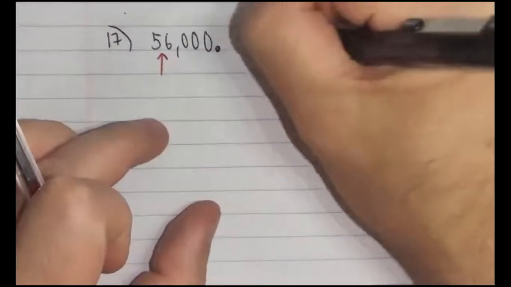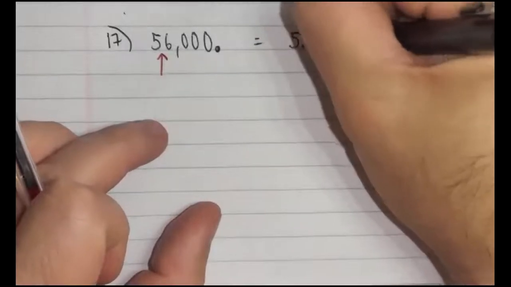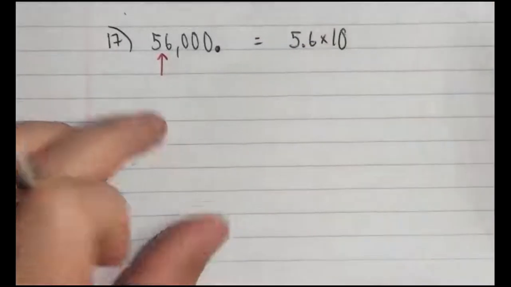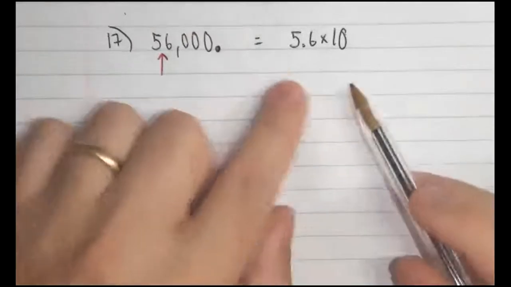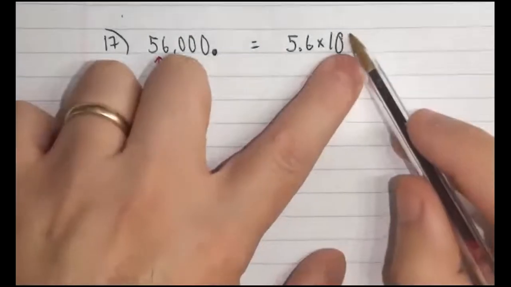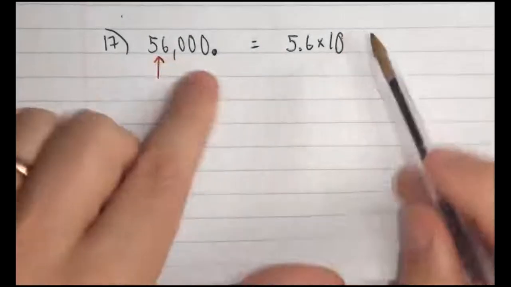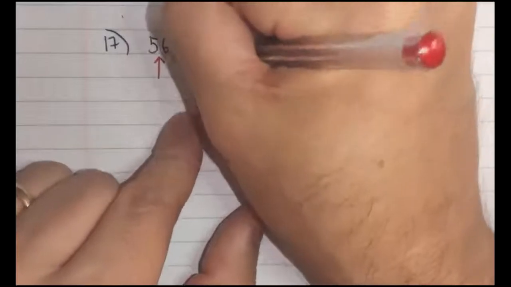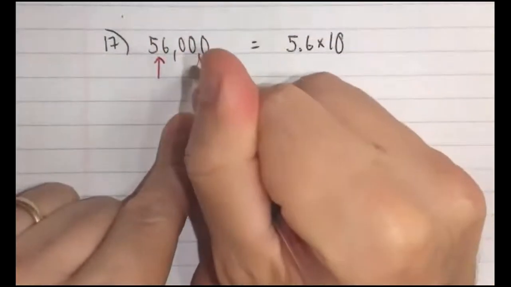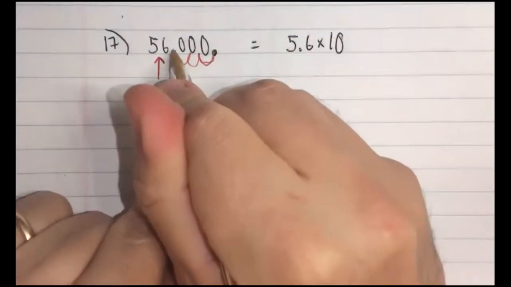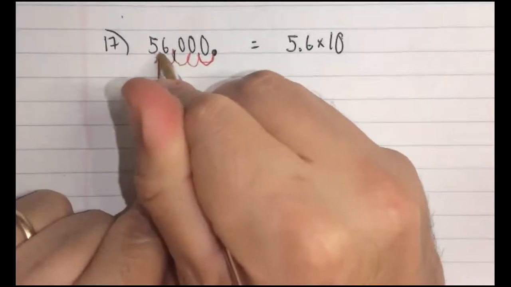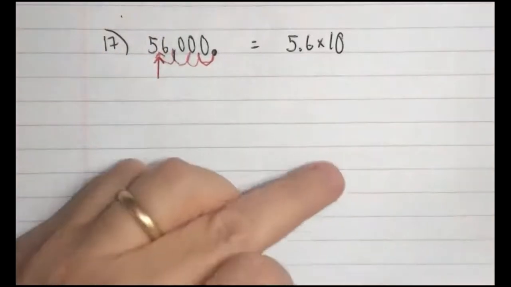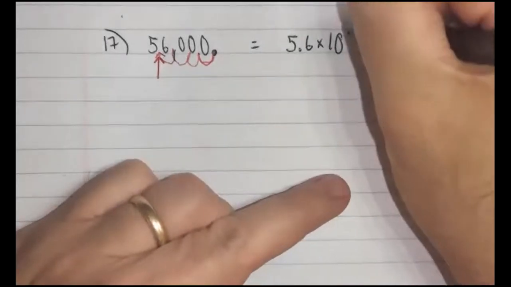So my answer, I already know, is going to be 5.6 times 10 to the whatever. So this is what I've got to figure out. What is that power going to be? Well, first I know it's going to be positive because this is a big number. But how many places? 10 to the what? So we count 1, 2, 3, 4. So it would go right there. 5.6 times 10 to the 4th.